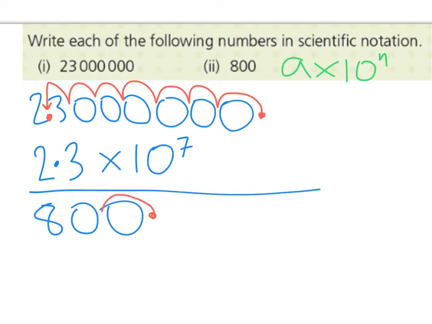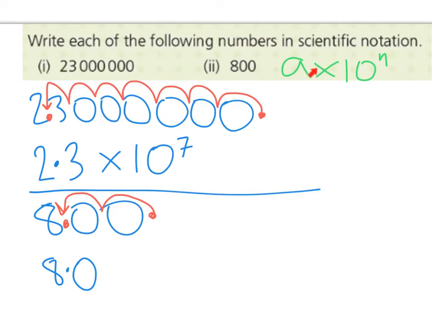So I move it 1, 2 places to the left, and I write in my new decimal. So it's after the 8 and in front of the 0. So I'm going to write 8.0 underneath. So that's the A part. Remember, the A must be a number in between 1 and 10. So 8.0 is definitely in between 1 and 10. It's bigger than 1 but less than 10.